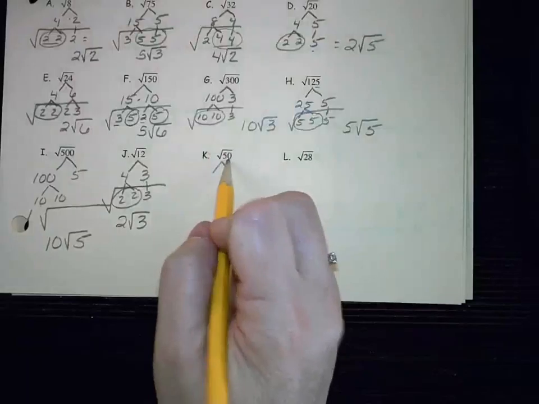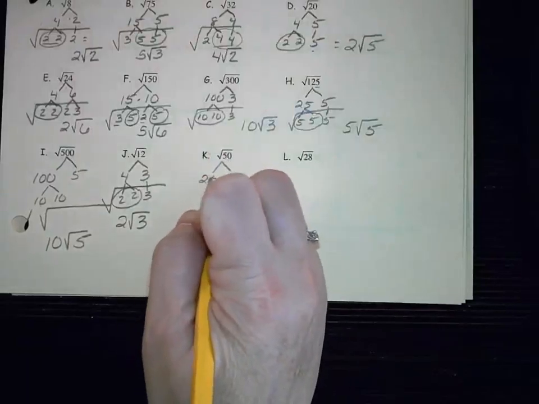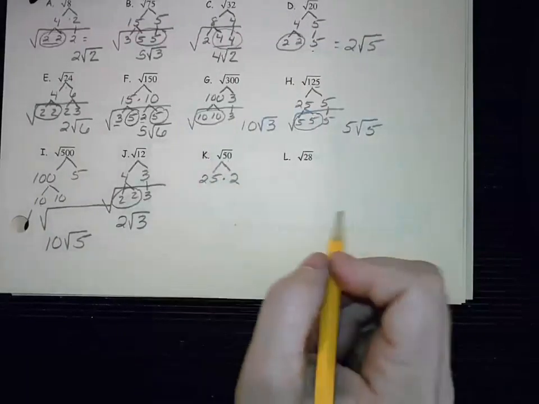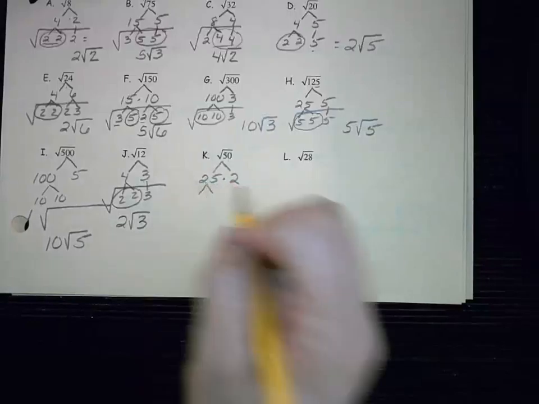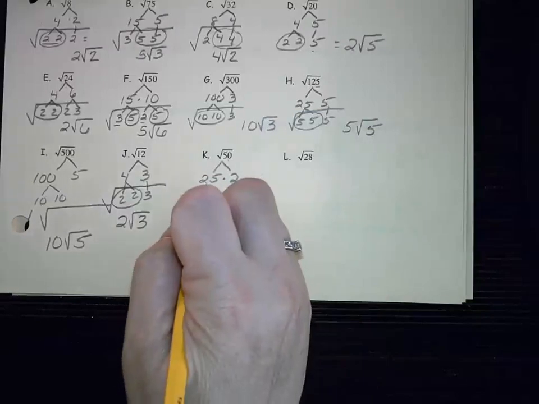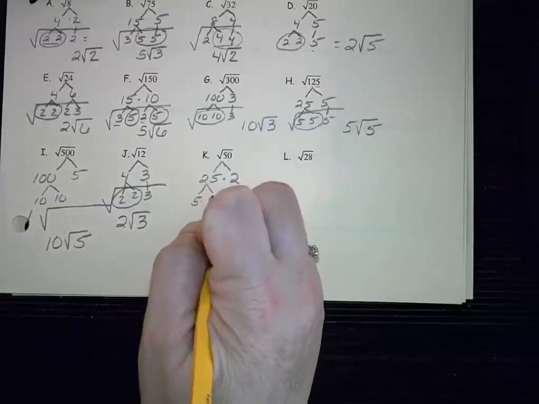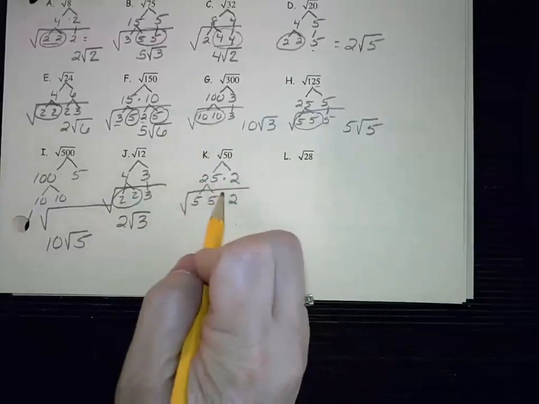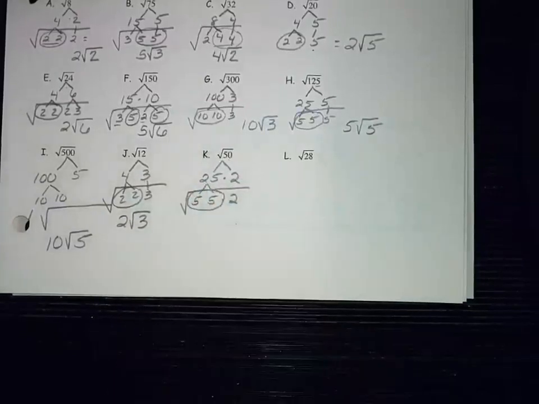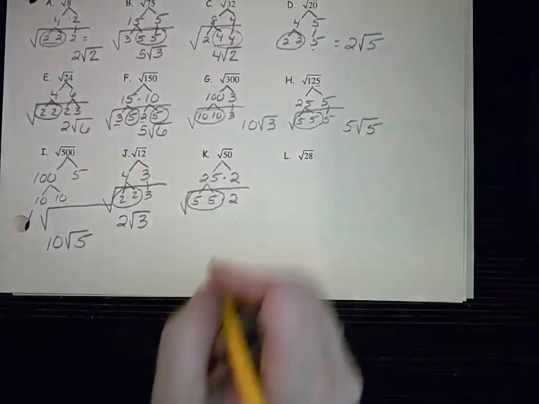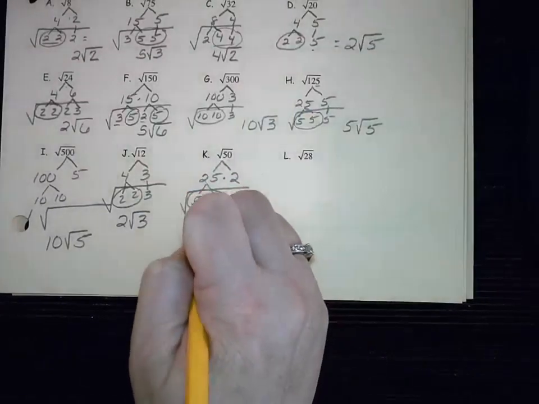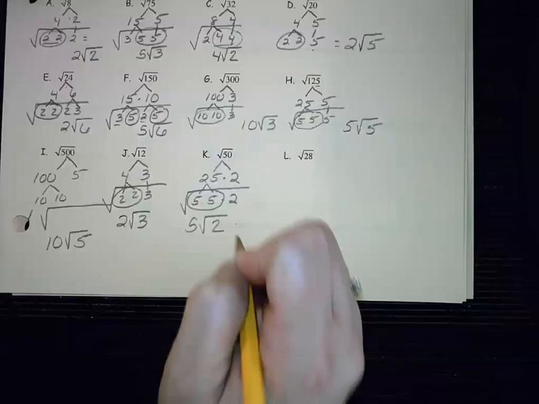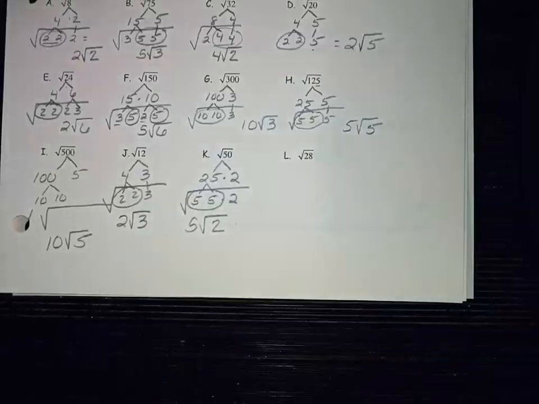Letter K, square root of 50. 25 times 2. That 25 becomes a 5 times 5 times 2. You have a pair right there. So 5 square root of 2.